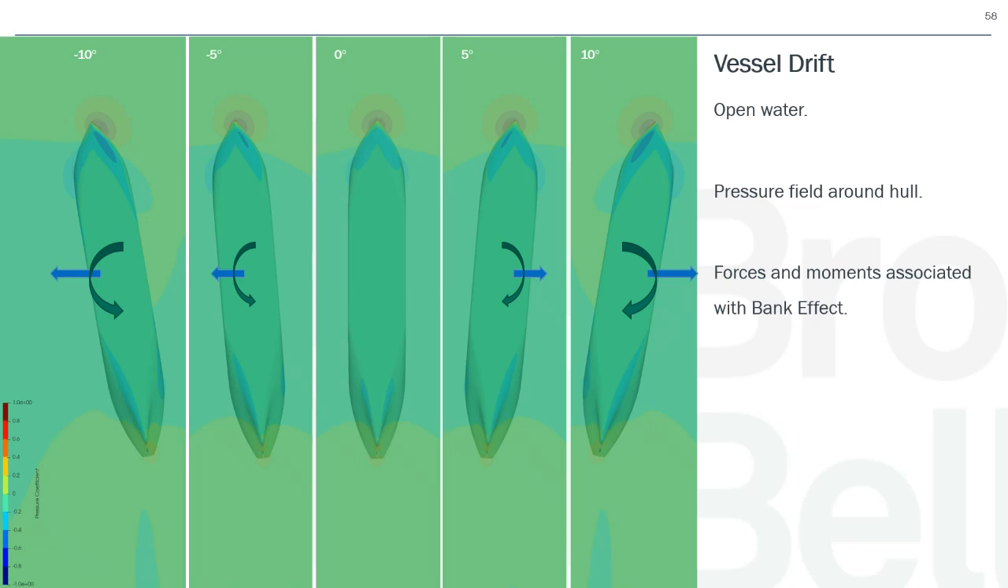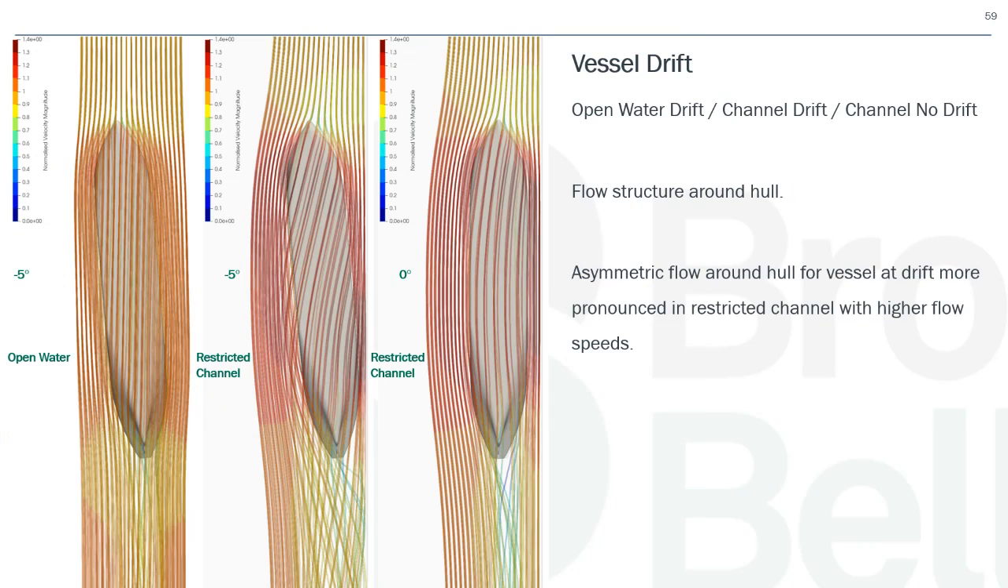So the question arises, or we can see that these could possibly combine with bank effect forces when you're operating in a restricted channel. And so if we look at drift angle cases in a restricted channel, you see that that is indeed the case. So this image on the left is what we've just been looking at for open water for -5 degree drift angle. But the image in the middle is the same drift angle, but in a restricted channel.